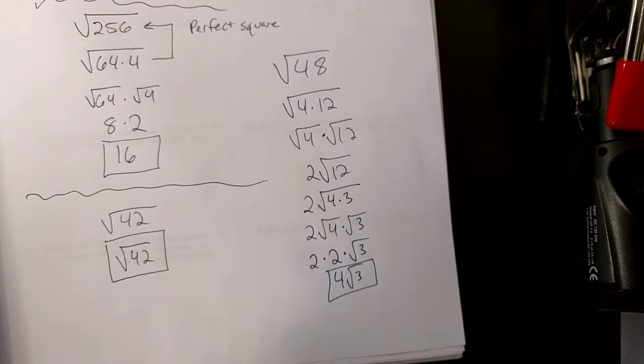All right, so we figured out how to simplify a radical by taking any perfect squares that are hidden and moving them to the outside of the radical. And that's it.